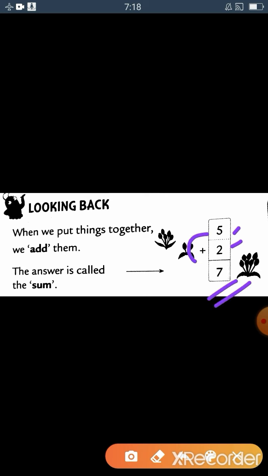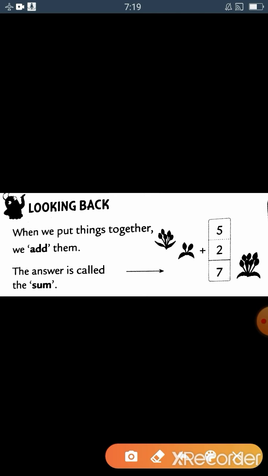Here you can see there is a sign which is made up of a sleeping line and a standing line. This sign is called the plus sign, children. So how do we read it? 5 plus 2 is equal to 7. Here the number 7 is the answer of 5 plus 2. The answer is called the sum. So here the number 7, which is the answer of 5 plus 2, is called the sum.